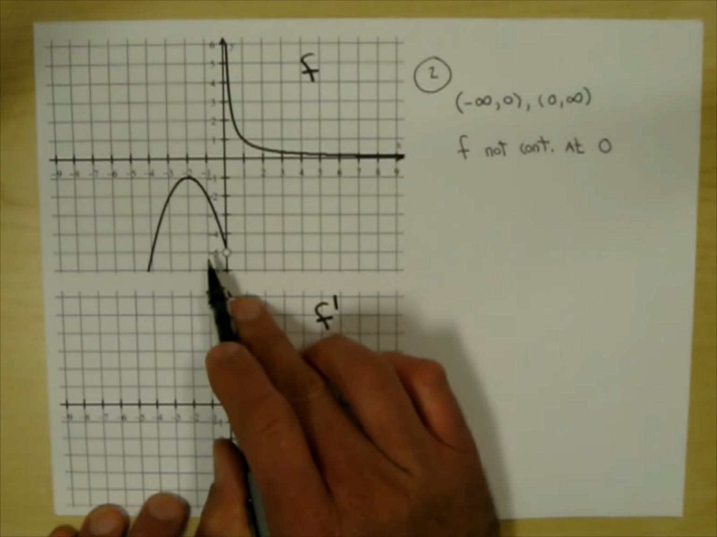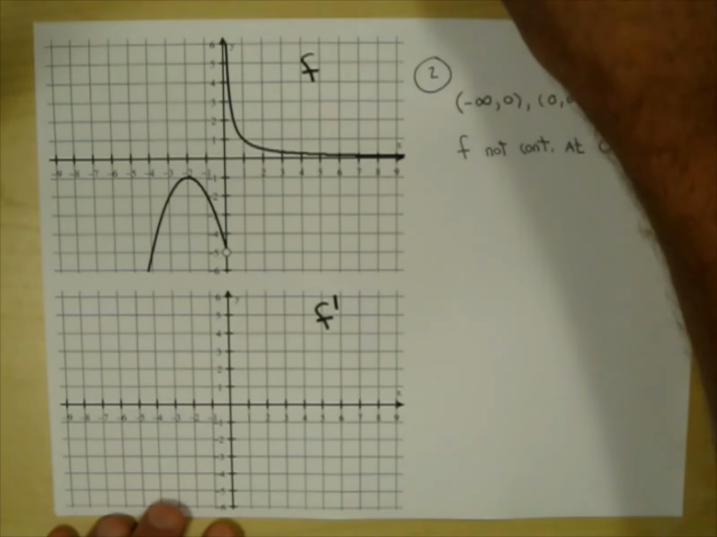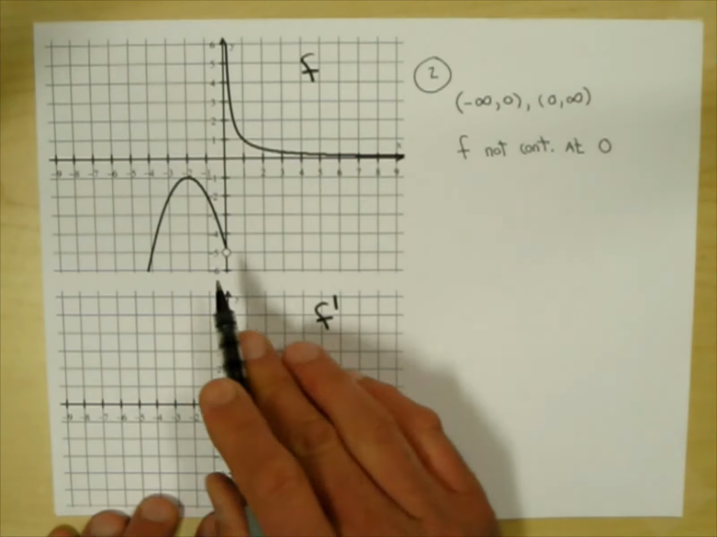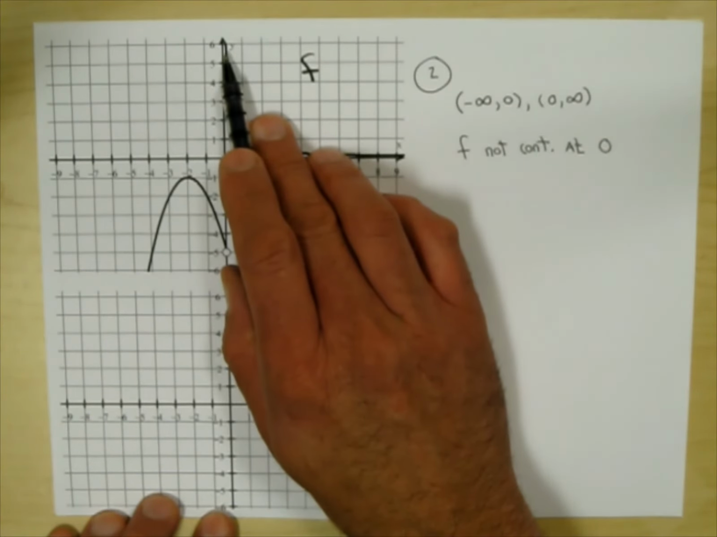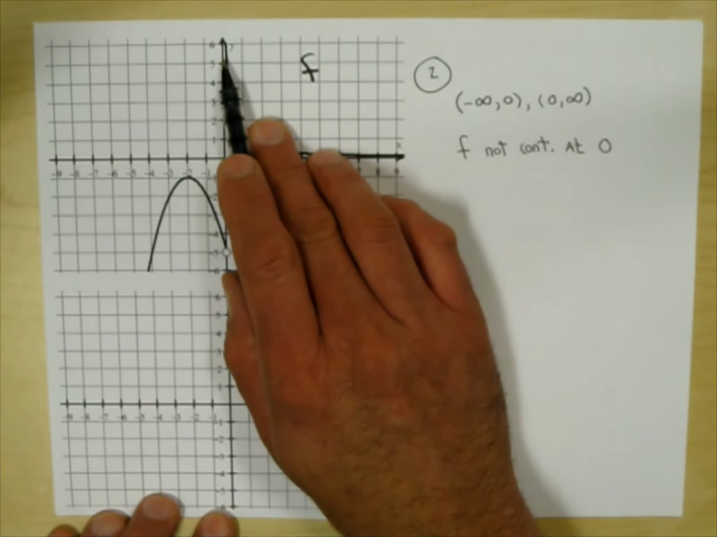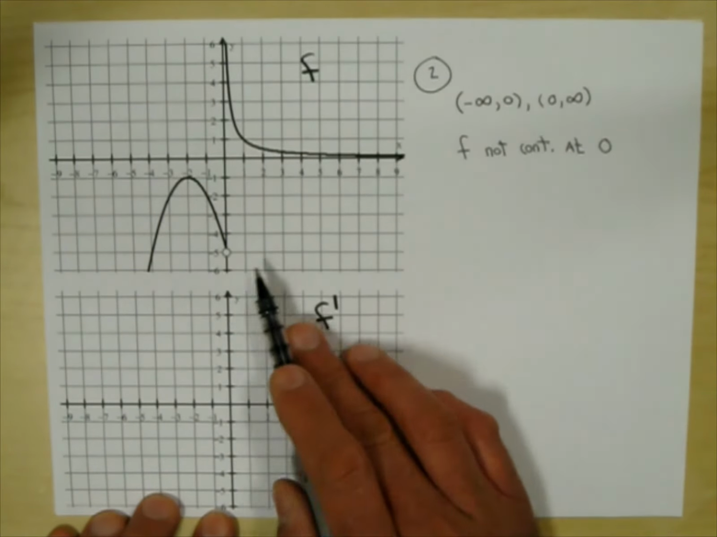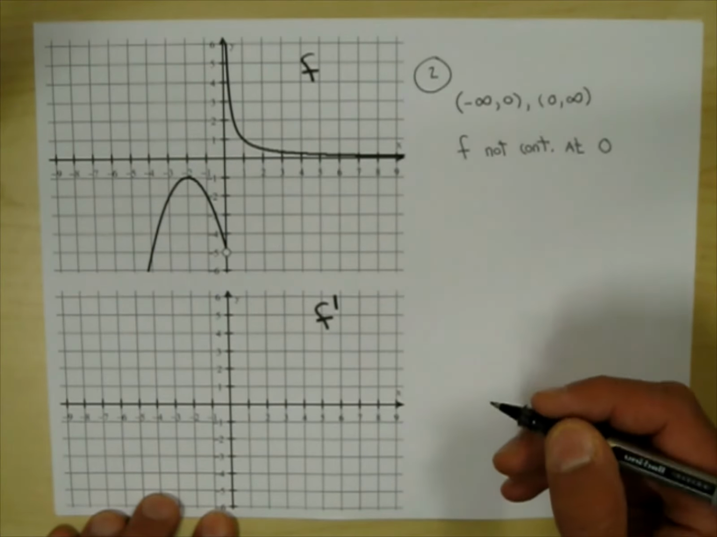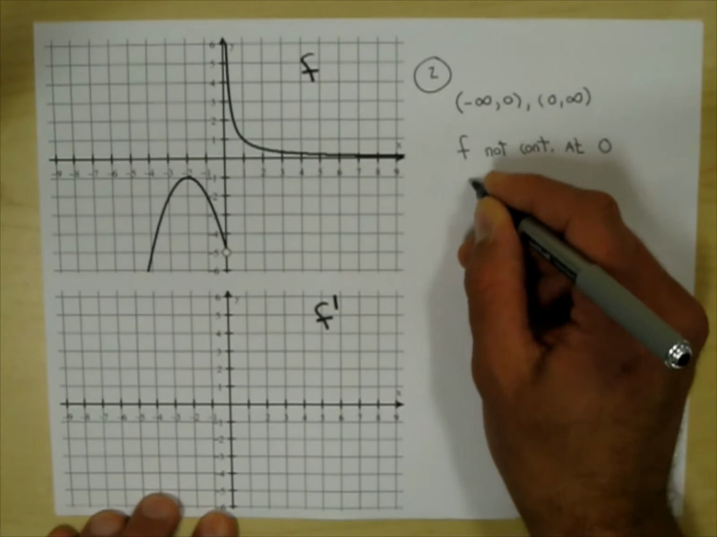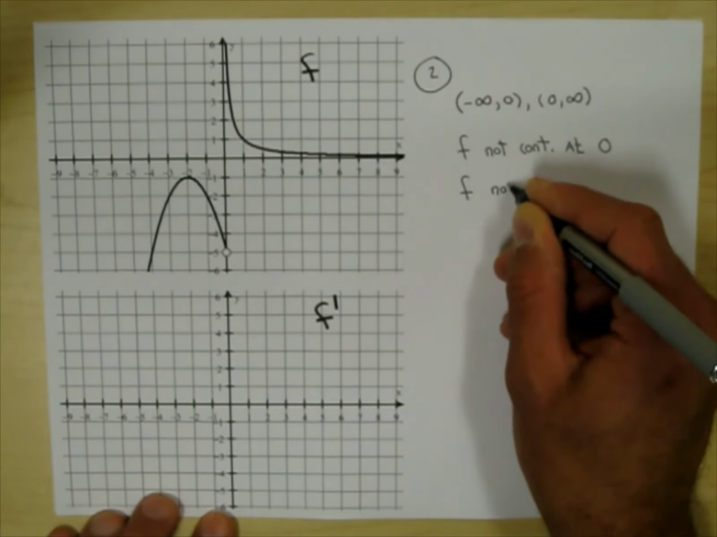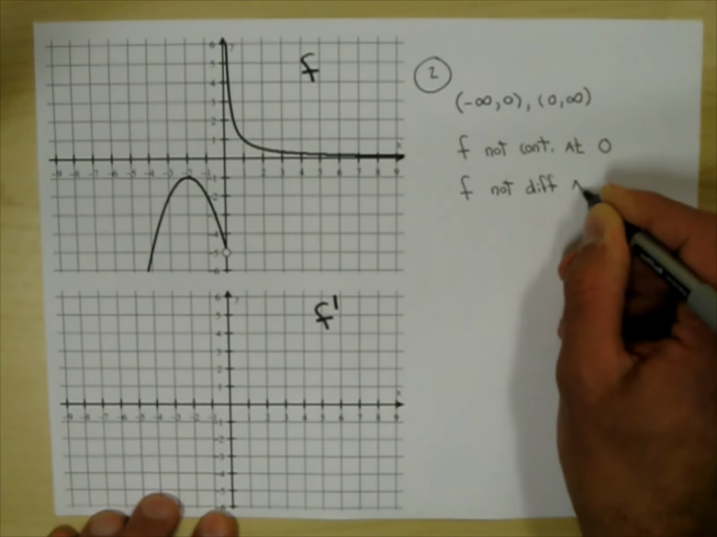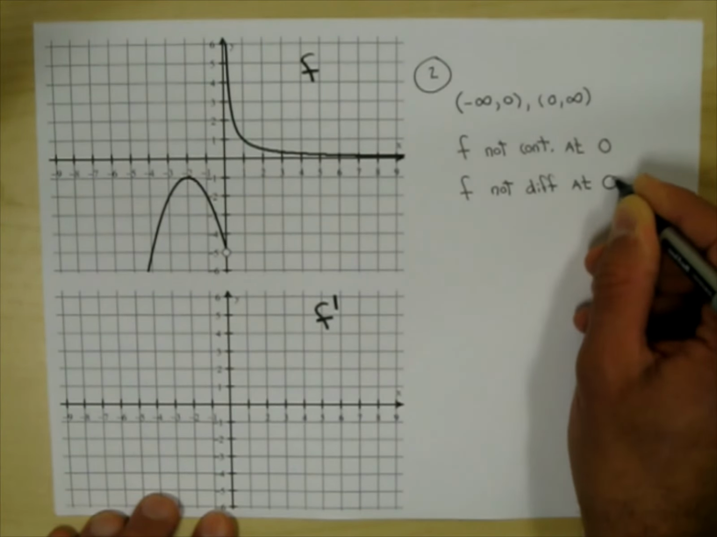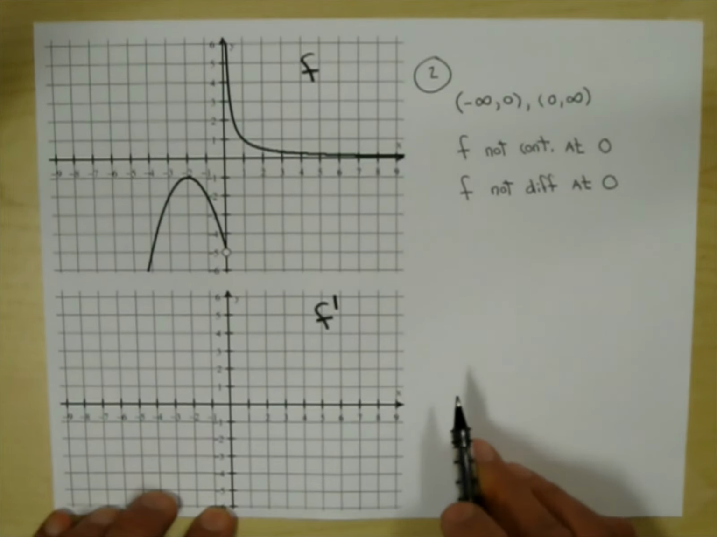Where is this graph not differentiable? Remember, differentiable, do you see any corners? The answer is no. Do we see any vertical tangents? No, it's getting kind of vertical there, but it's not a vertical tangent. And do we see any discontinuities? Yes, we do see a discontinuity at 0, so we can say that f is not differentiable at 0.